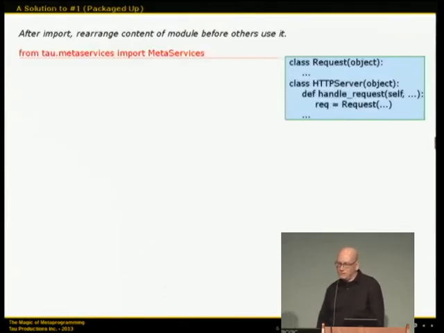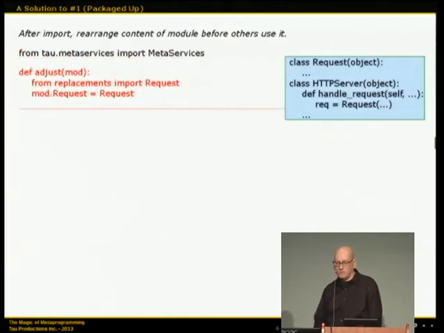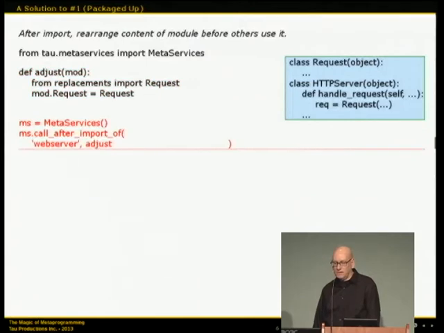So this rearranges it. This is a repackaging of it on GitHub. I have a tal.metaservices that gives you complete working examples of this. This cleans it up a little bit. It's the same logic as before, but packaged a little better. Here we'd have an adjustment function operating on a module, and we bring in the replacement request class and modify the module to have that request class. And down in your main, you would invoke the metaservices.